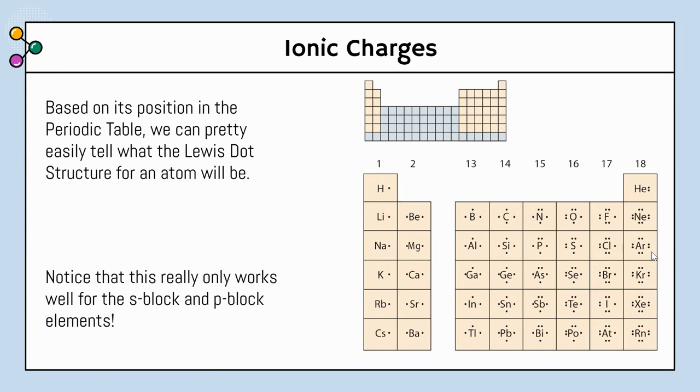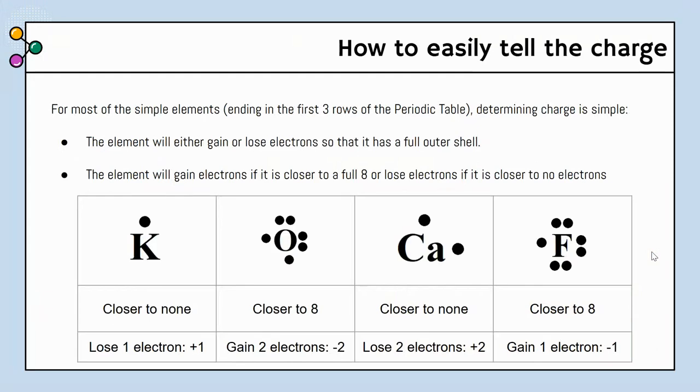Also, quick note, notice that as the highlighted periodic table shows on screen, it's really only good for our S block and our P block, the left and the right sides of the periodic table. These Lewis structures, it's not as easy to see for the D block, those elements in the center. We'll talk about them in a little bit.